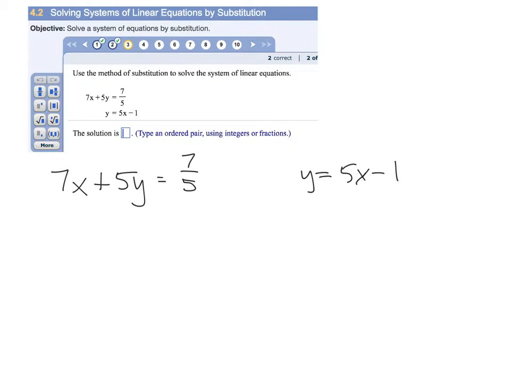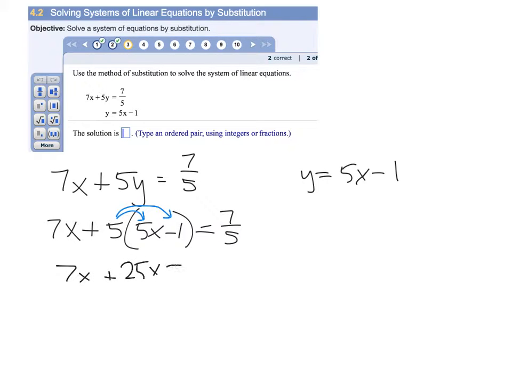So right here, I see that wherever I see a y, I can replace it with the 5x minus 1. So we're going to go over here, and we've got 7x plus 5 times (5x minus 1) equals 7/5. You see, I saw a y here, and I replaced it with the 5x minus 1. So right here, we've got a distributive property. We've got 5 times 5x and 5 times negative 1. So this ends up being 7x plus 25x minus 5 equals 7/5.